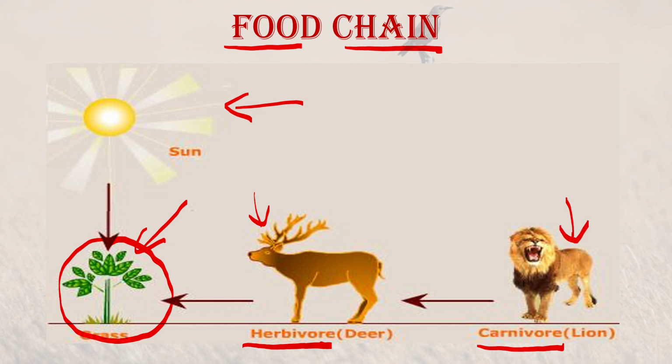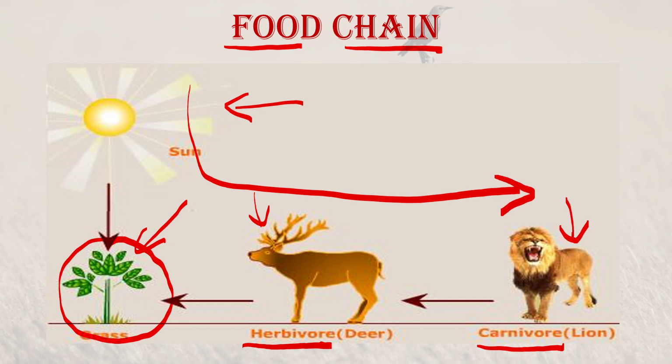So have you seen how the chain proceeds? Why is it called a chain? Because all living things are linked to each other for their food requirement.